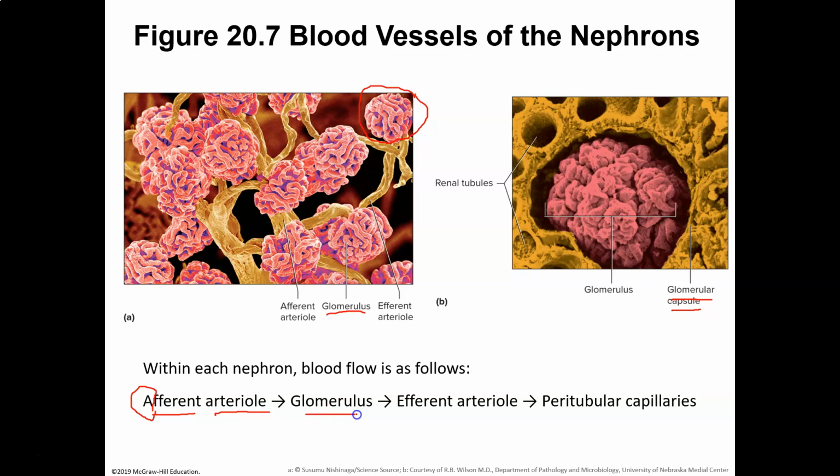Then you flow through the glomerulus, and then you leave the glomerulus. Blood leaves the glomerulus through the efferent arteriole. And then it goes into the peritubular capillaries, and we'll talk about what those are and why those are so important. Get your A's and E's in line. Afferent leads into the glomerulus. Efferent leads out of the glomerulus.